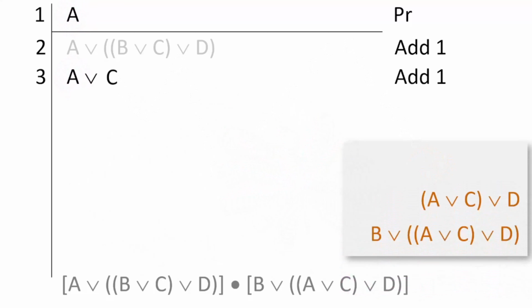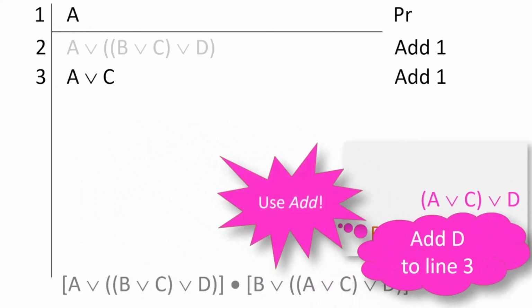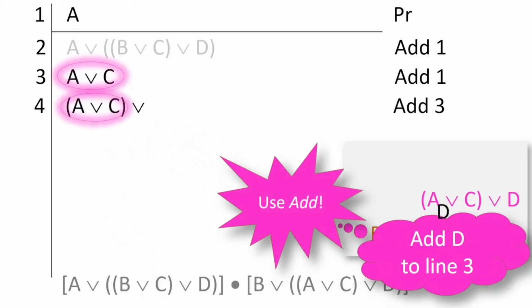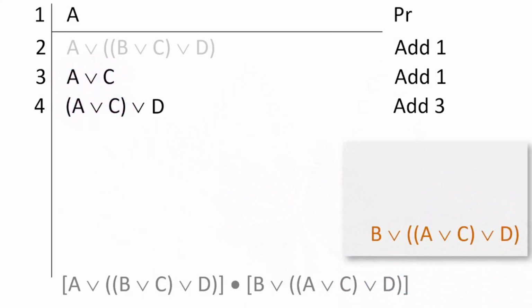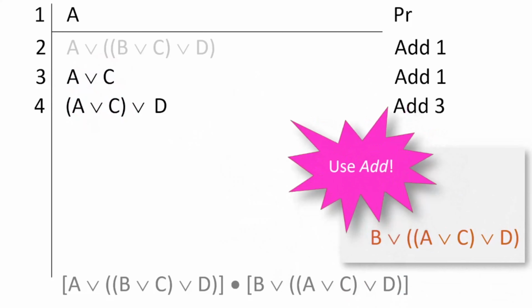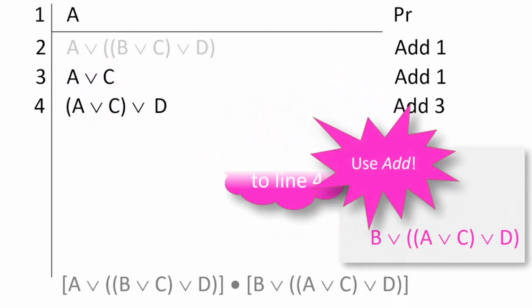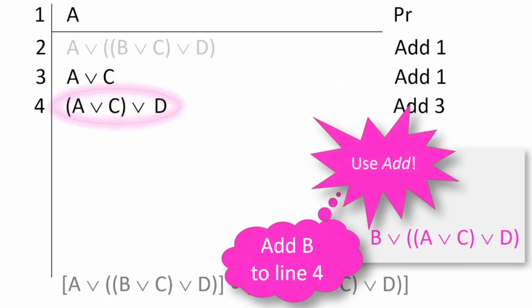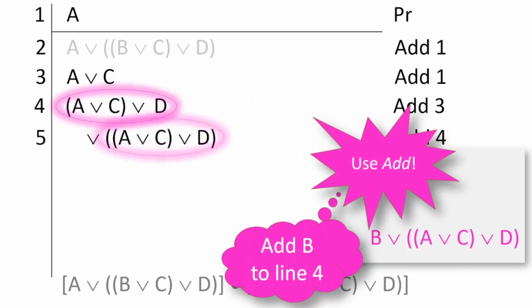And now that we have A or C, we can apply addition again to obtain our second subgoal. We will use addition again and always think about what to add to what. We will be adding D to the proposition in line 3. We take proposition A or C, embrace it in parentheses, and add D. And now what remains is the last addition step. We will add B to the proposition in line 4, making sure that B is the first disjunct.